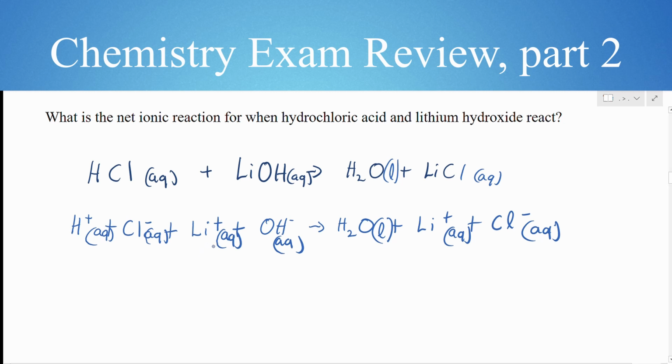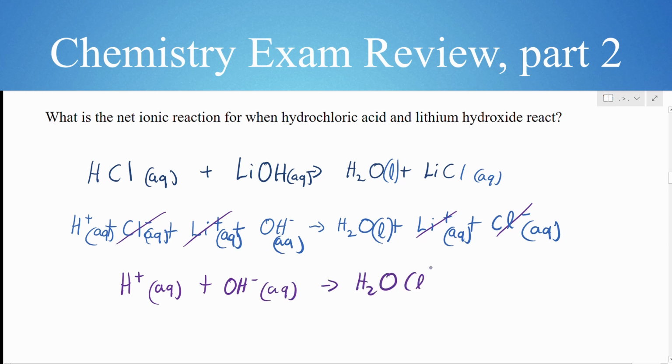Alright, and now we're going to cross out these spectator ions. So if they look like an ion on one side, they should look like an ion on the other side. These are going to be the chloride ion, lithium ion, okay, leaving us with H+ and a hydroxide to yield water in liquid form. Okay, so this is going to be the net ionic reaction when a strong base and a strong acid react.